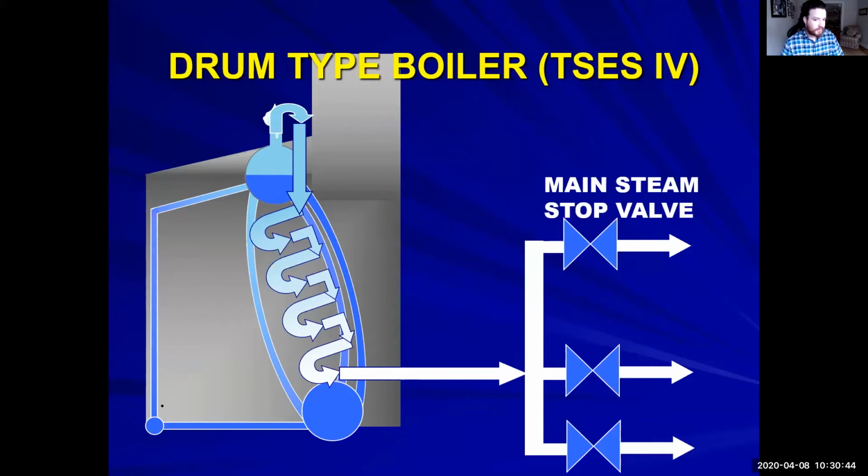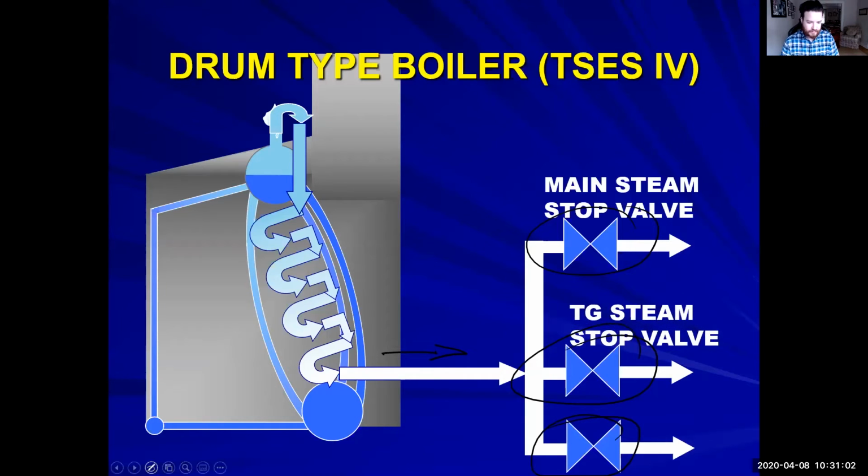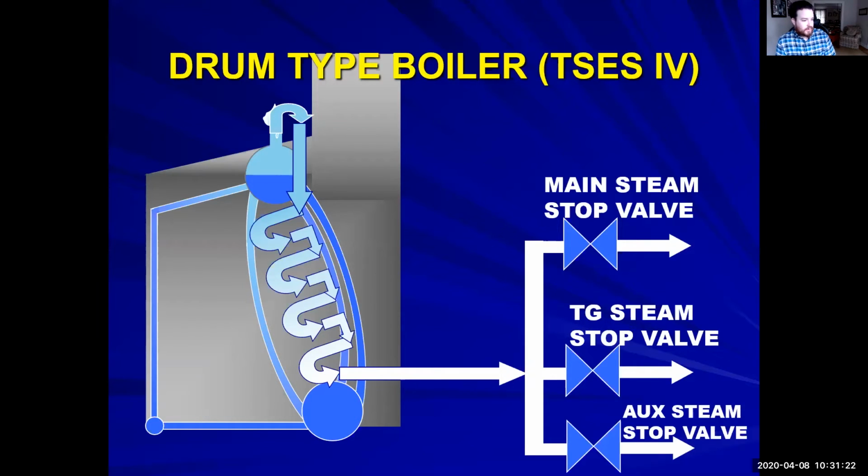So as we go through, we have now left the boiler. We are at superheated steam, 600 pound, and we leave to go to our three main lines. We have three different valves. We have our main steam stop valve, our TG steam stop valve, and our auxiliary steam stop valve. Again, like I said, we're engineers. We like to have control. And this gives us the ability to determine and direct where our steam goes.